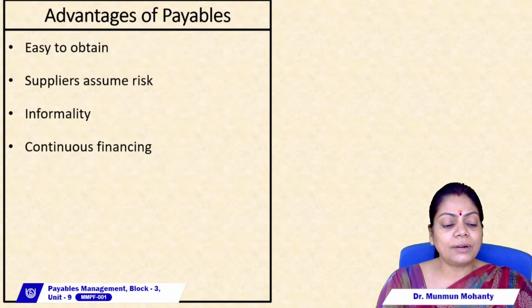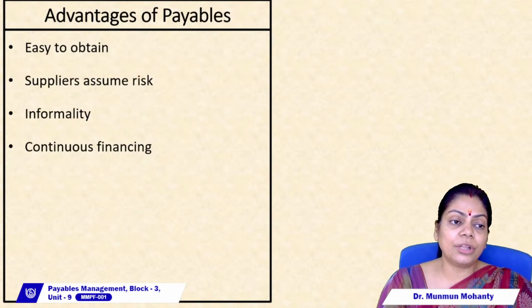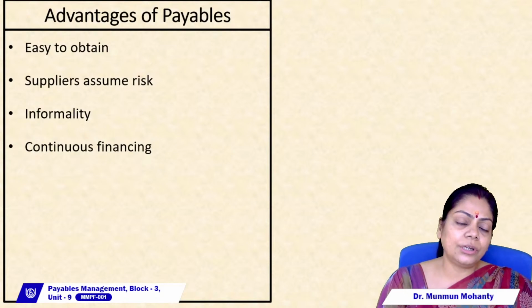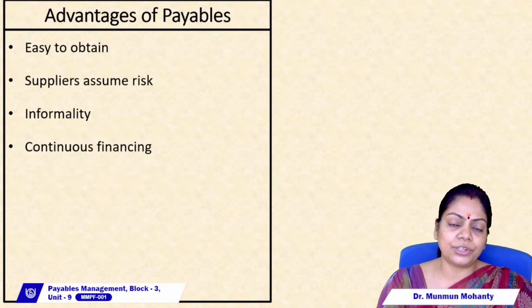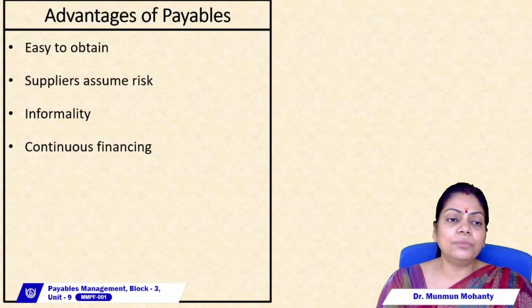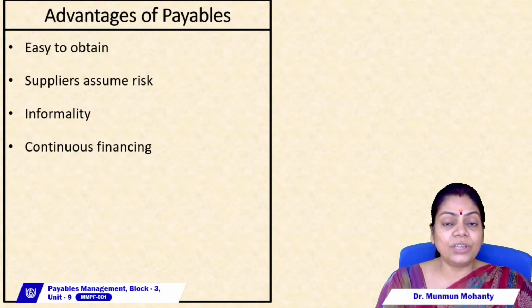Now, having discussed these things, you see, there are so many advantages of your payable. Now, what are the advantages? Number one, it is easy to obtain. Just now we saw that the payable or trade credit is most times obtainable because it is a norm of the industry. In business, the buying and selling does not happen on a cash basis. So it is quite easy to obtain, easier than bank finance. That is one of the biggest advantages of the payable.